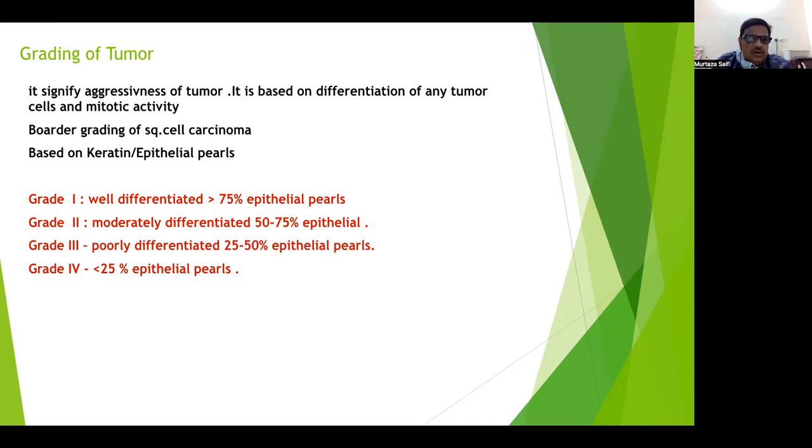Grade 1, well differentiated, more than 75% epithelial pearls. Grade 2, moderately differentiated, 50 to 75% epithelial pearls. Grade 3, poorly differentiated, 25 to 50% epithelial pearls, and grade 4, less than 25% epithelial pearls. So, very important: a carcinoma can be well differentiated, moderately differentiated, or poorly differentiated.